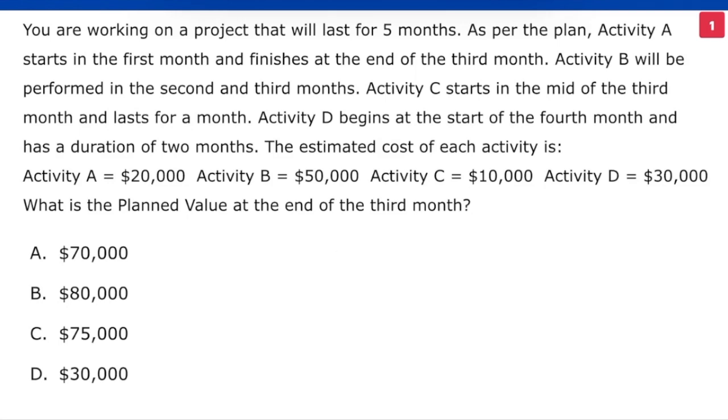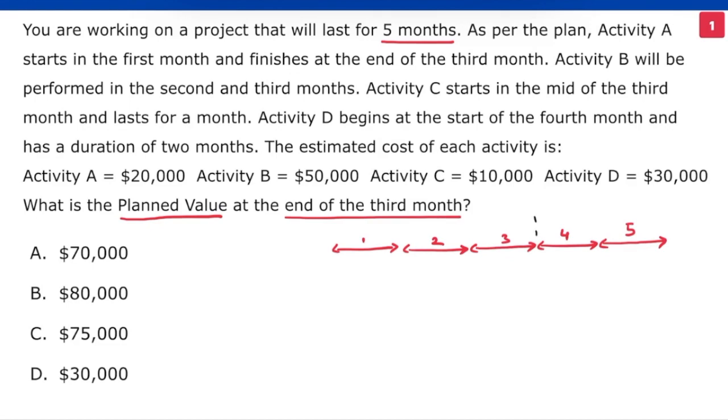Alright, we have a project that is 5 months long and we are supposed to find the planned value at the end of the third month. What is the planned value? It is the planned cost of the activities that we are supposed to complete from the start of the project till the end of the third month.